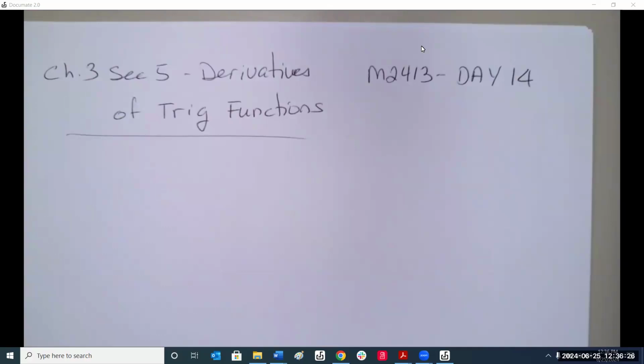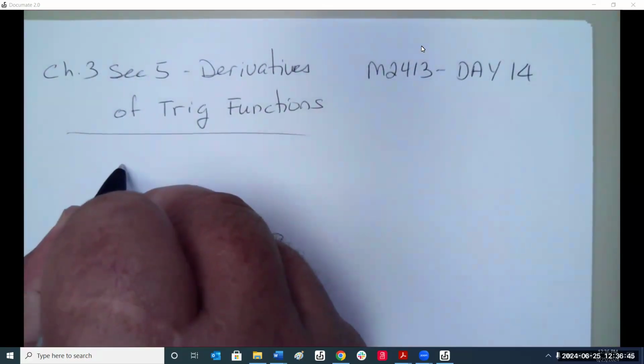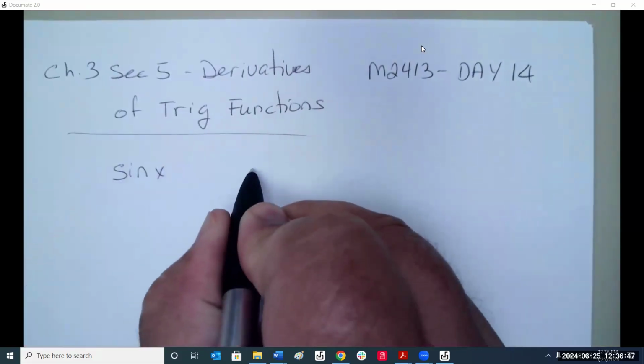Instead of going through the whole proof and the definitions that they're trying to confuse your brain with, basically derivatives and integrals of trig functions are super simple because everything relates to two things: sine and cosine.